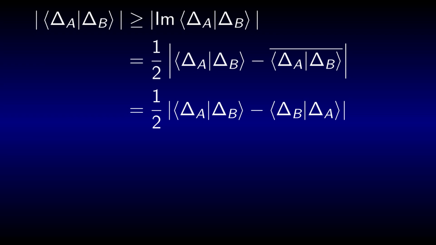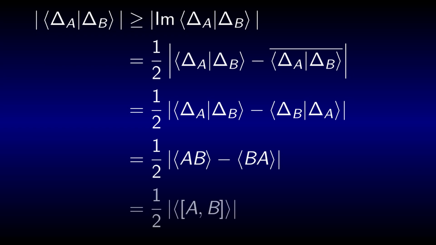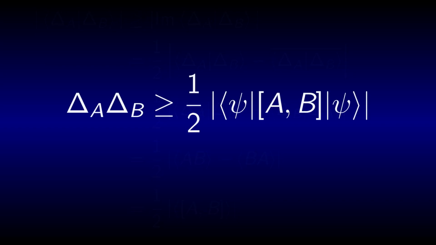We can now plug in the definition for the auxiliary wave function again. Because A and B are both Hermitian, and because expectation values are numbers and hence commute with everything, many terms cancel out, such that all that we are left with in the end is the commutator of A and B. So here is Heisenberg's uncertainty principle in the most general form I know.